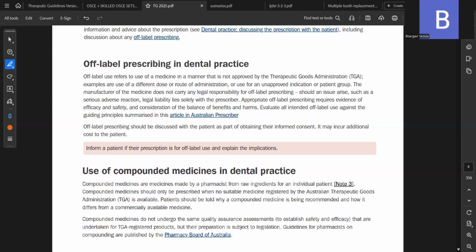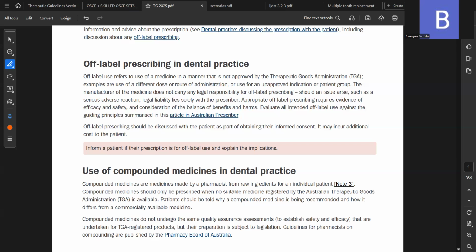Patient should be told why a compounded medicine is being recommended and how it differs from commercially available medicines. Right? Each medicine, each drug, what we take is prescribed by certain raw components, right? Compounded administration means the pharmacist himself makes the drug compound for the patient. Like homeopathy medicines, Ayurvedic medicines, wherein they'll compound the medicines.